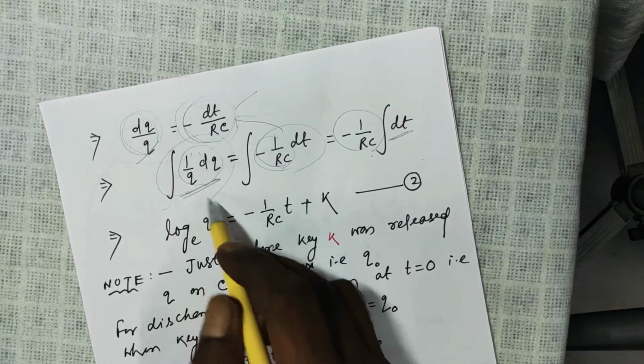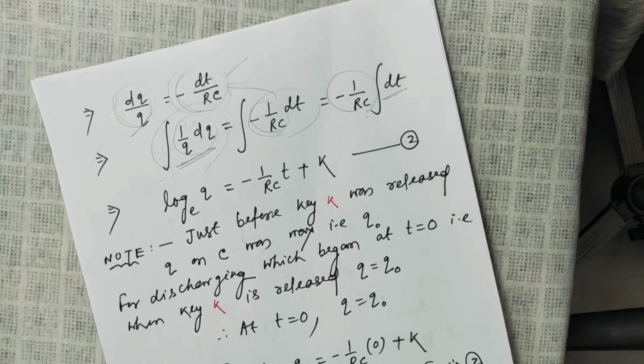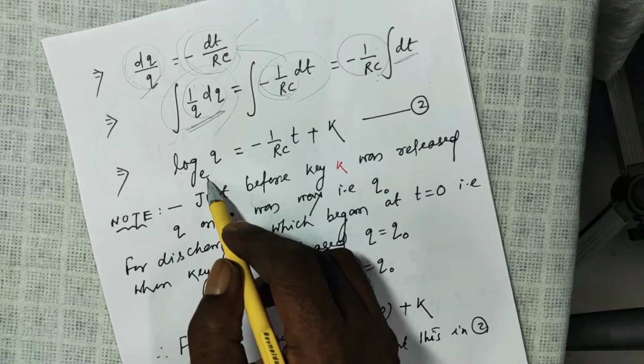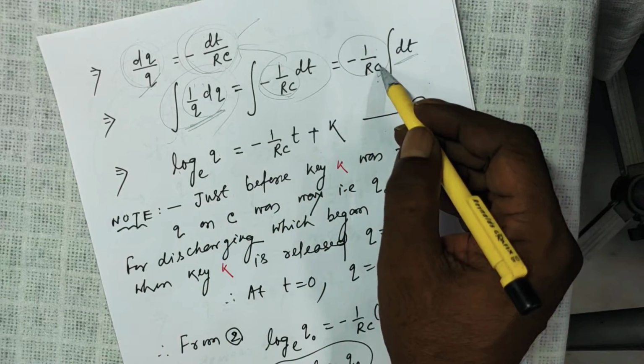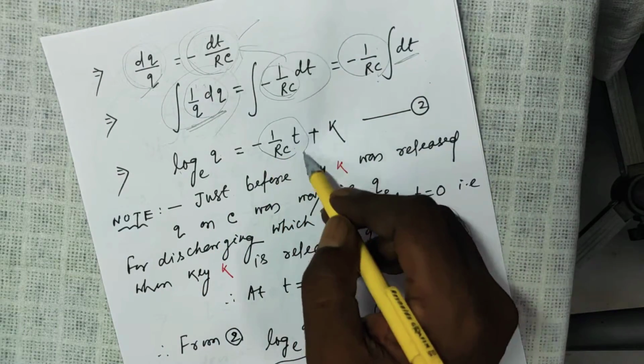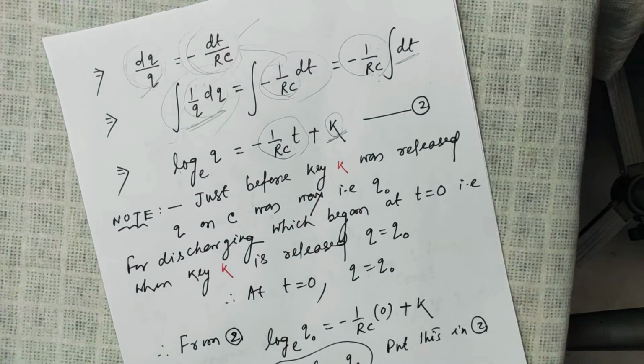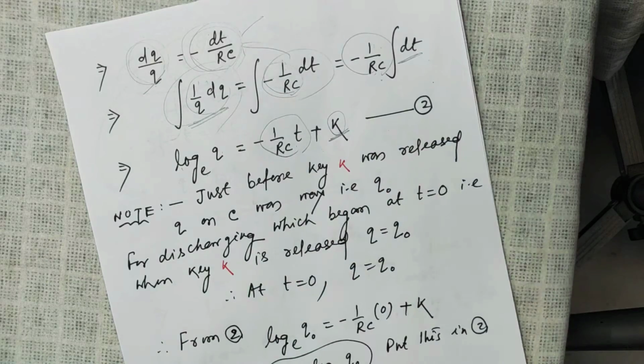Now this comes under a simple formula of integration. So it is equal to log of Q with respect to base E, natural logarithm. So this integration of dt is t. 1 by RC was taken out, and some constant of integration K. We'll find out this constant of integration.